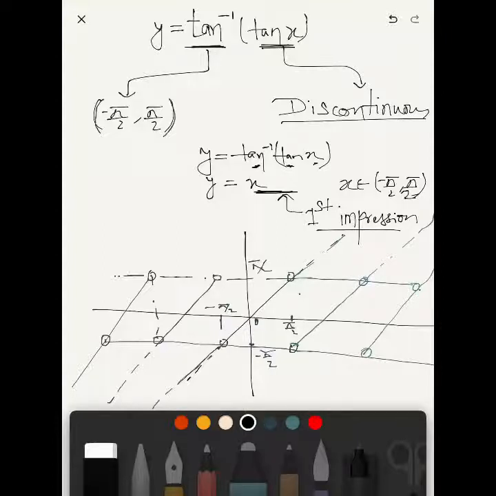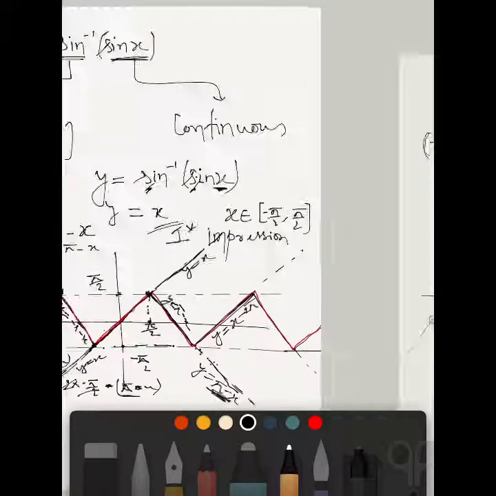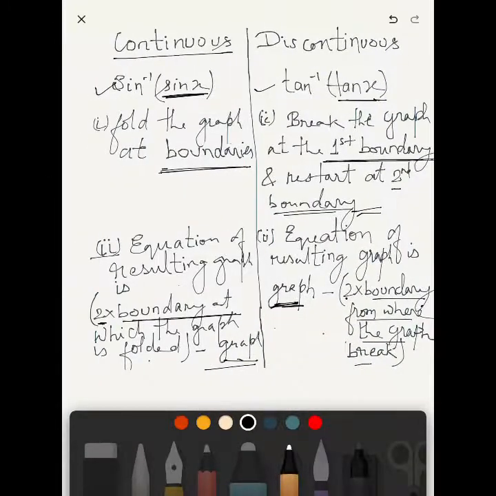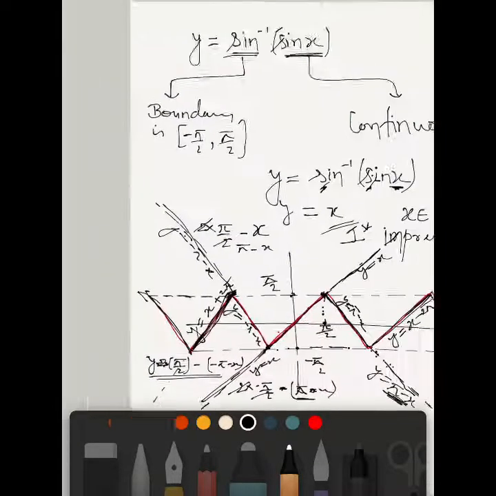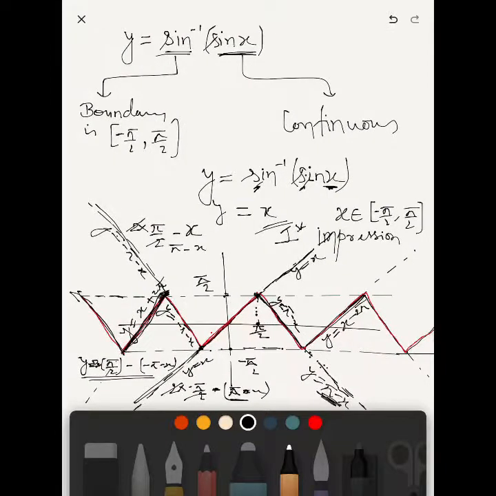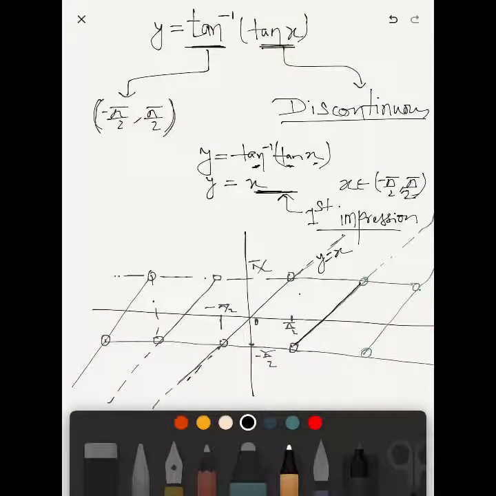this was your y equals to x. How will you write the equation of this graph? Say, look here, what I have told, graph minus 2. Now it is the reverse case, isn't it? Graph minus 2 times of boundary from where the graph breaks. Remember, okay, from where the graph breaks. So the graph is breaking at pi by 2.